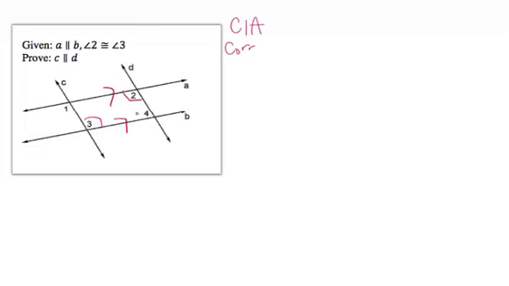So we have a couple different ones. I'm actually going to pick the corresponding angle direction. So let's go ahead and get started. We're going to start off with my statements and my reasons. Statement 1. I like to always just do all my givens at once. A is parallel to B. Angle 2 is congruent to angle 3.